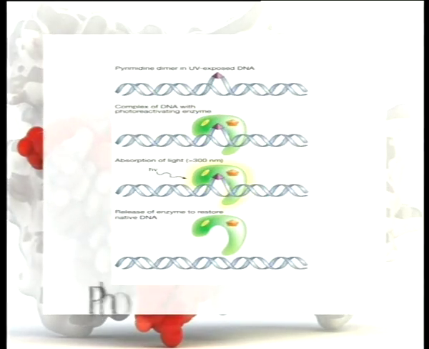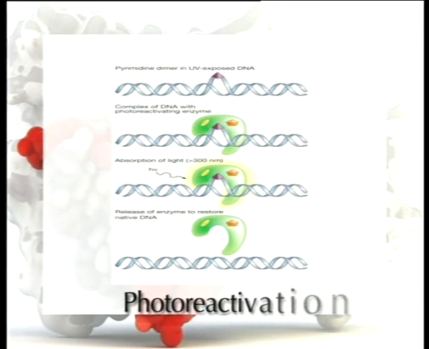Photoreactivation is common to a variety of prokaryotic and eukaryotic cells, including E. coli, yeast, and some species of plants and animals. But it is not universal. Many species, including humans, lack this mechanism of DNA repair.